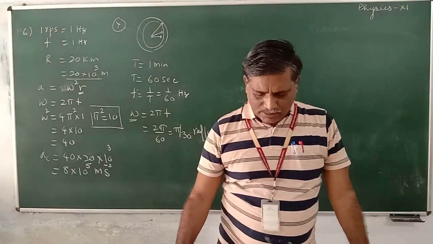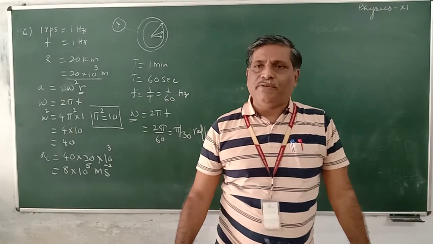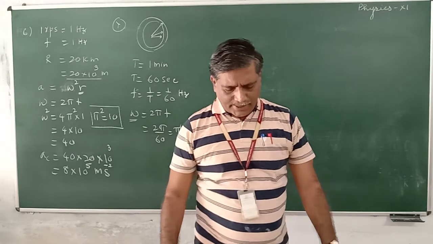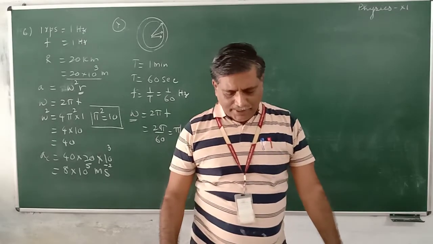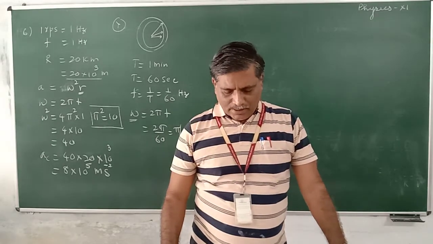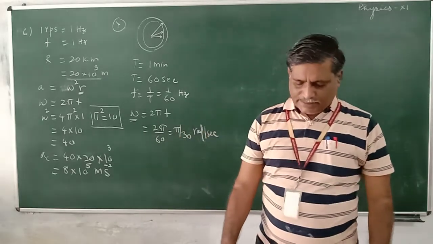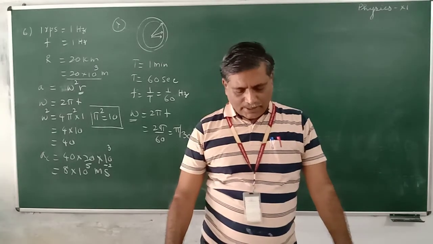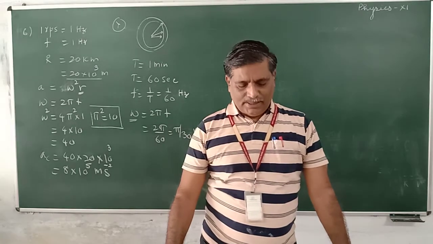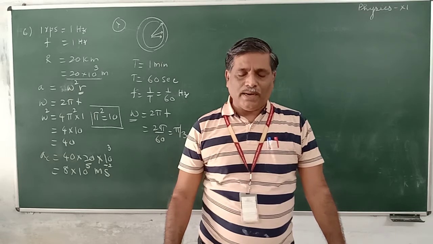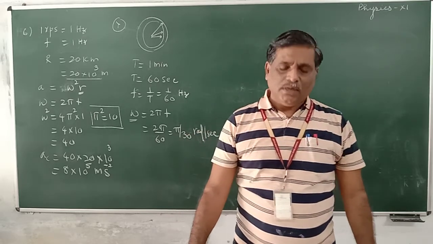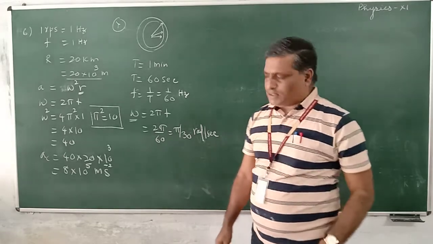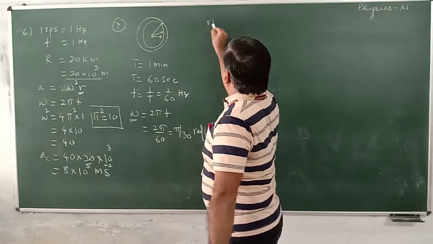A particle moves with constant speed v along a circular path of radius r and completes the circle in time t. The acceleration of the particle is: option one, 2 pi v by t; second option, 2 pi r by t; third option, 2 pi r square by t; fourth option, 2 pi v square by t. Here you see the particle moves with a constant speed. This one is the 8th problem.